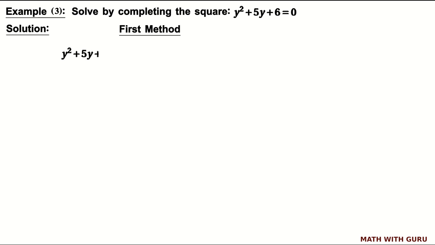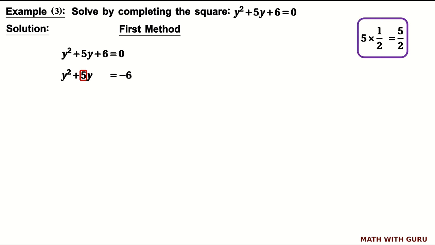Let us consider one more example and solve this quadratic equation using both the methods. y squared plus 5y plus 6 equals 0. y squared plus 5y equals minus 6. Consider 5 and multiply 5 by half. We get 5 by 2. Now add (5 by 2) whole squared to both the sides. We have y here, then 5 by 2, and we have a positive sign here.